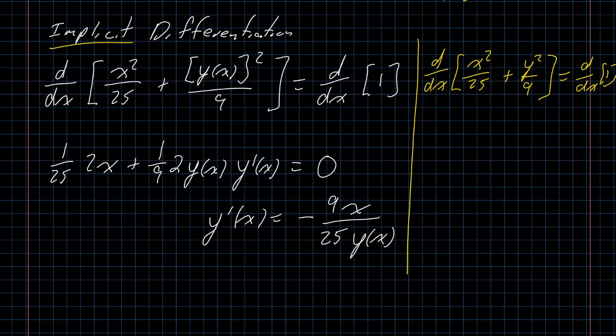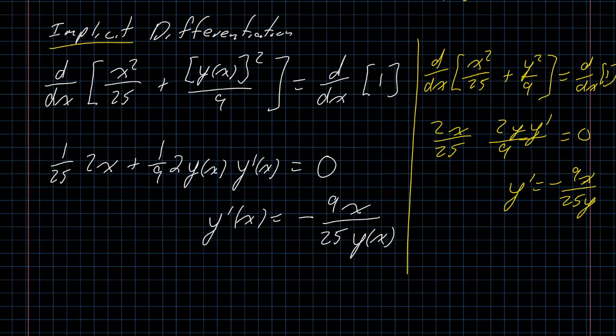Using the chain rule, even though it's not there, right? Derivative of x squared over 25 is 2x over 25. The derivative of y squared over 9 is 2y over 9, but I just took the derivative of y, and y is a function of x, so I have to multiply it by y prime using the chain rule. It's the exact same thing.